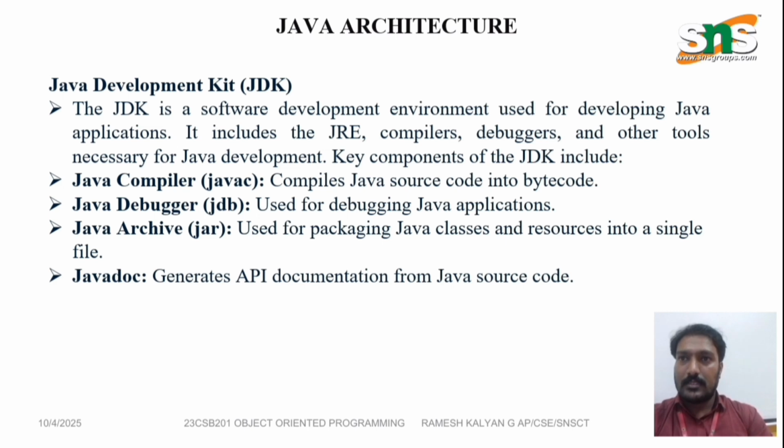The Java Development Kit has a few components in it. As we saw in the diagram in the last slide, it has the Java compiler, that is javac, then the Java debugger, that is JDB, and the Java archive, that is JAR. JAR is a file extension. The next one is Javadoc, which is mainly used for generating API documentation from Java source code.